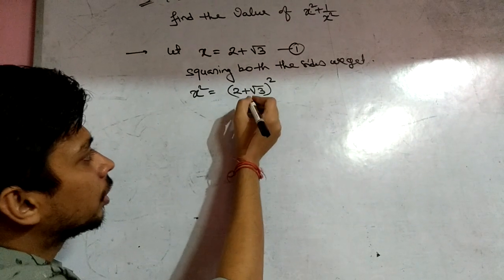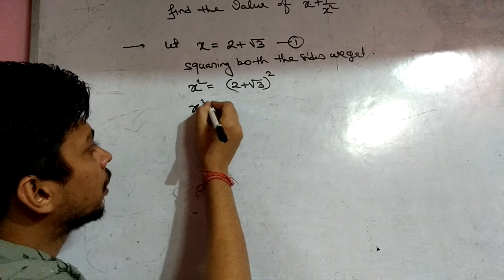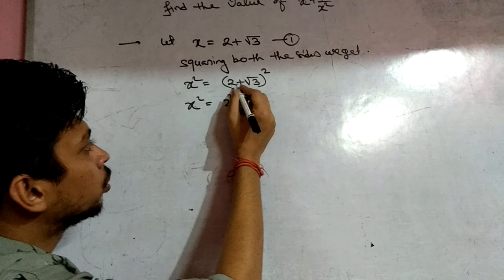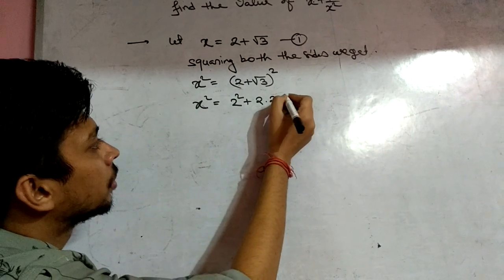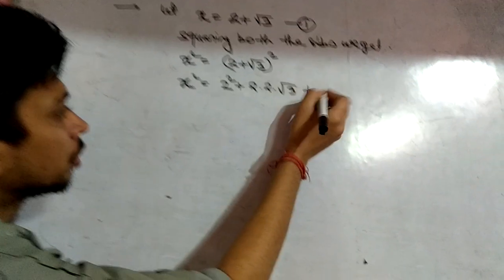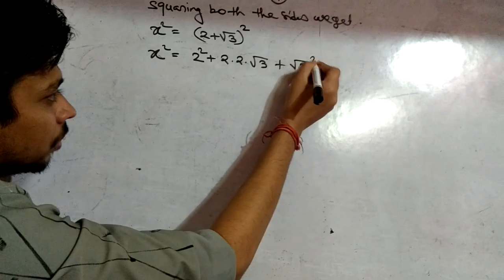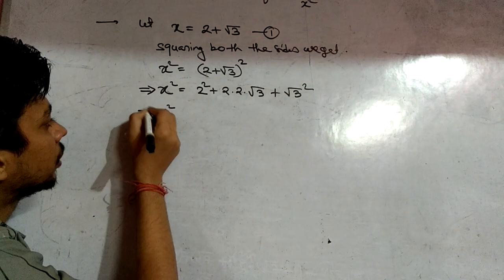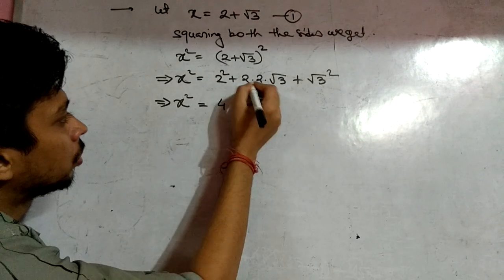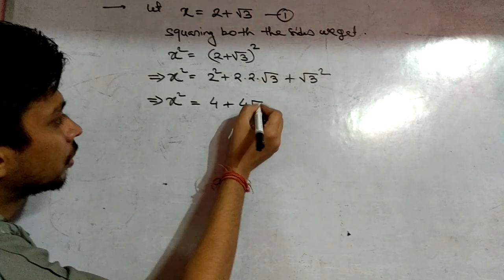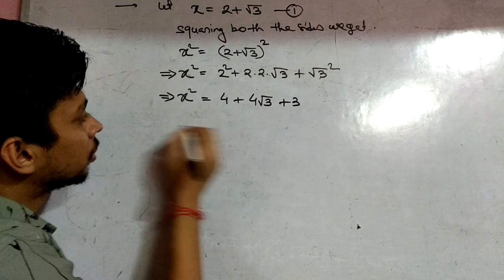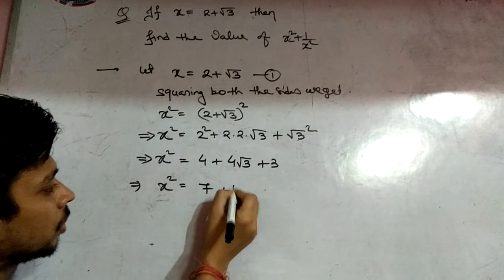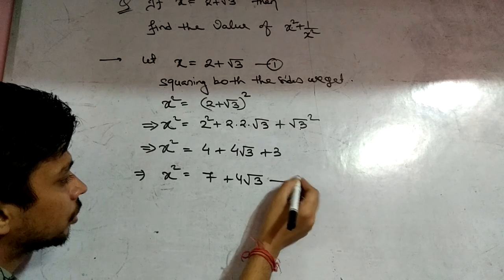Now we have to write this in the formula of a plus b whole square. So a plus b whole square will be a square plus 2ab, so plus 2 into a into b, plus b square. B square means root 3 square. So x square comes out to be 2 square is 4, plus 4 root 3, and root 3 square is 3. This implies that x square is equal to 4 plus 3, which is 7, plus 4 root 3. Give this as equation number 2.